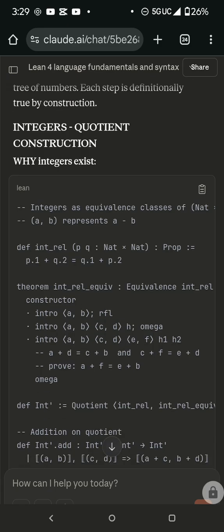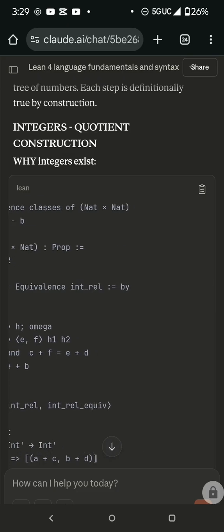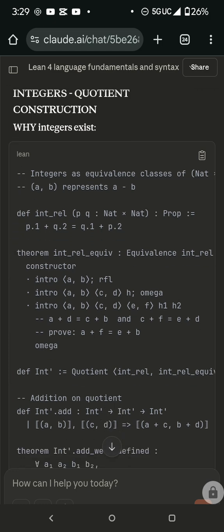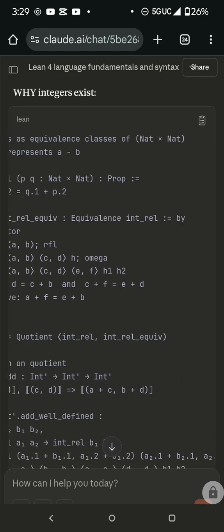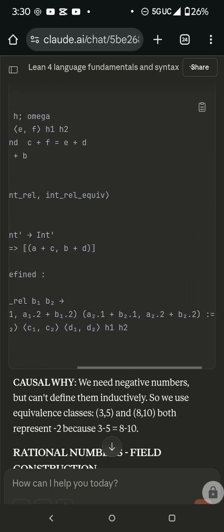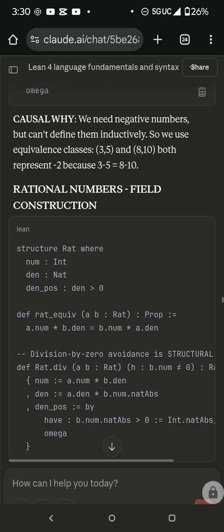Integers, quotient construction. Why integers exist? Integers are equivalence classes of nat times nat. AB represents A minus B. Define something like this. Theorem like this. Define further and all the rest as shown from top to bottom like that. Causal why, we need negative numbers but can't define them inductively, so we use equivalence classes. Both represent -2 because 3 minus 5 equals what 8 minus 10 would also be equal to.